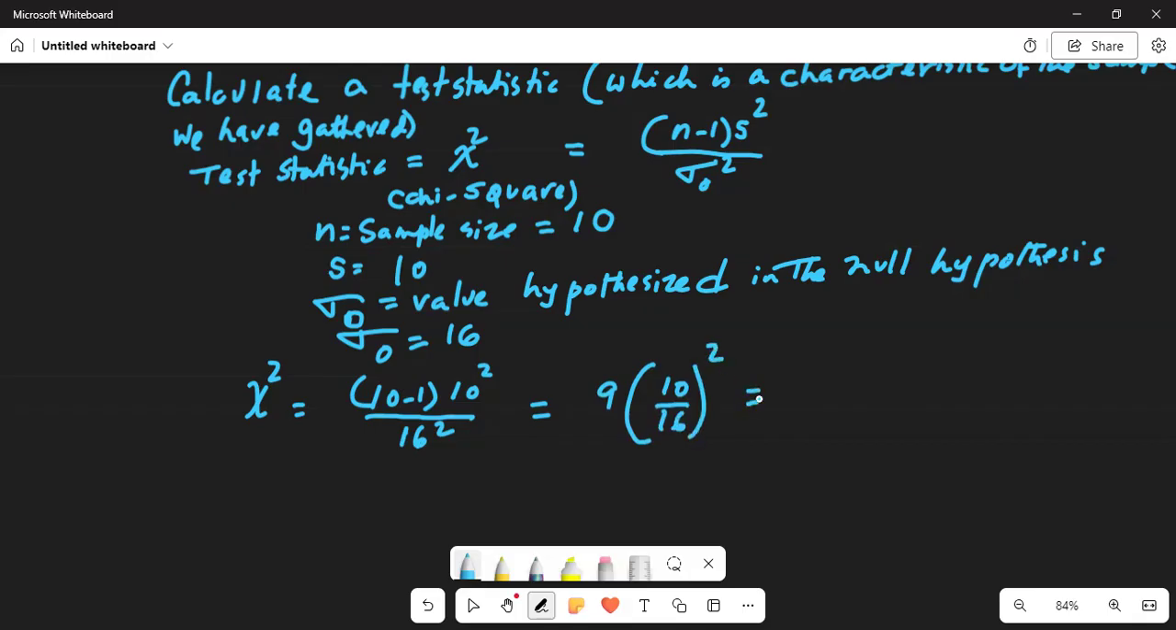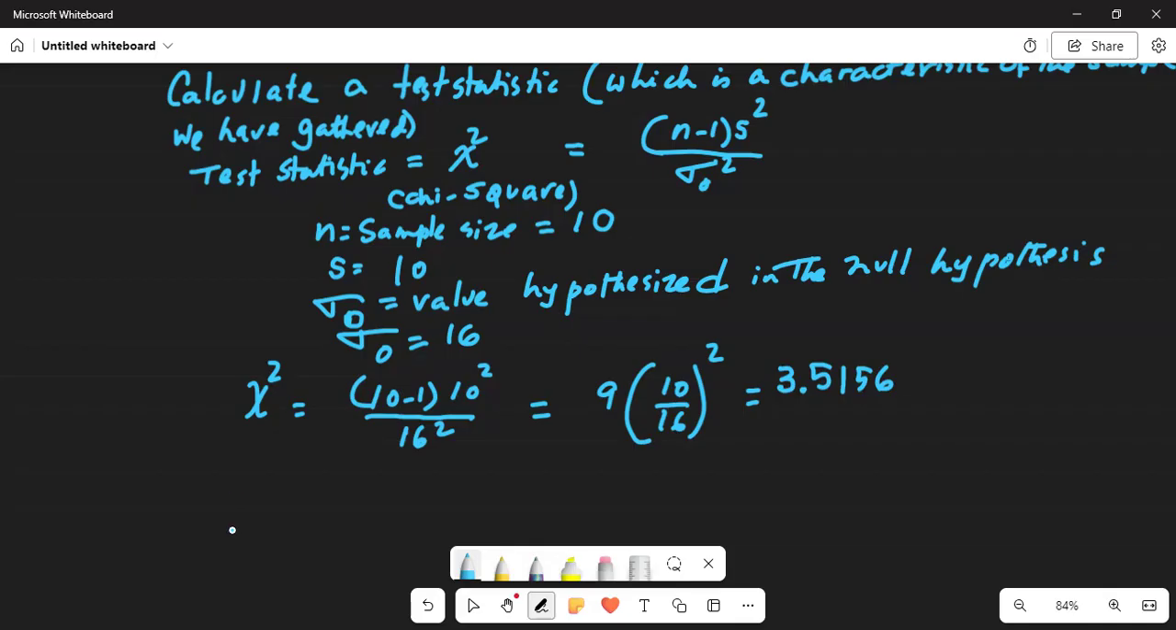So we will use my calculator TI-84. I will do a left parenthesis first, inside the left parenthesis 10 divided by 16. Then the right parenthesis, then I'll square this by pressing the x square button, then multiply the whole thing by 9. And that will work out to 3.5156.